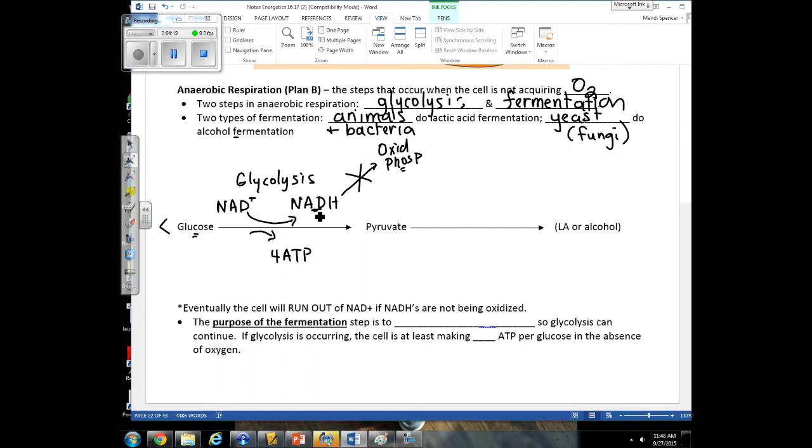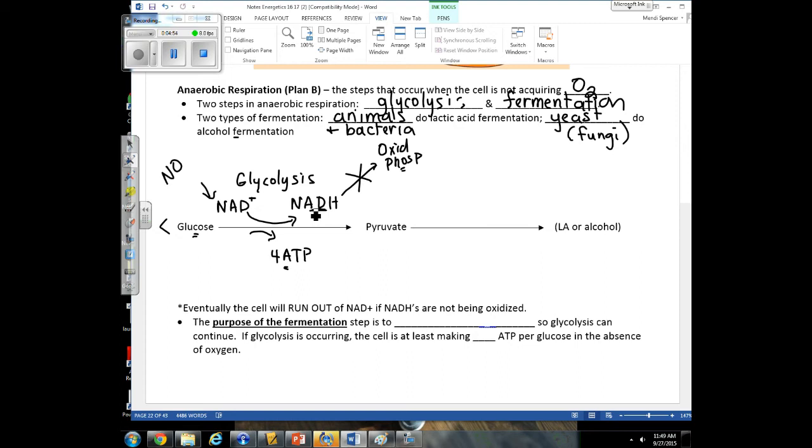Now, if you remember, the Krebs cycle stopped working because eventually there was no more NAD plus molecules and no more FAD plus molecules to continue to oxidize those intermediates in the Krebs cycle. And that's what's going to happen to glycolysis here, is that we're going to run out of NAD+. So we're no longer going to have this supply of NAD+, so that glycolysis can occur to make 4 ATP, because these NADHs have been produced, but they're not being oxidized at that last step, oxidative phosphorylation.